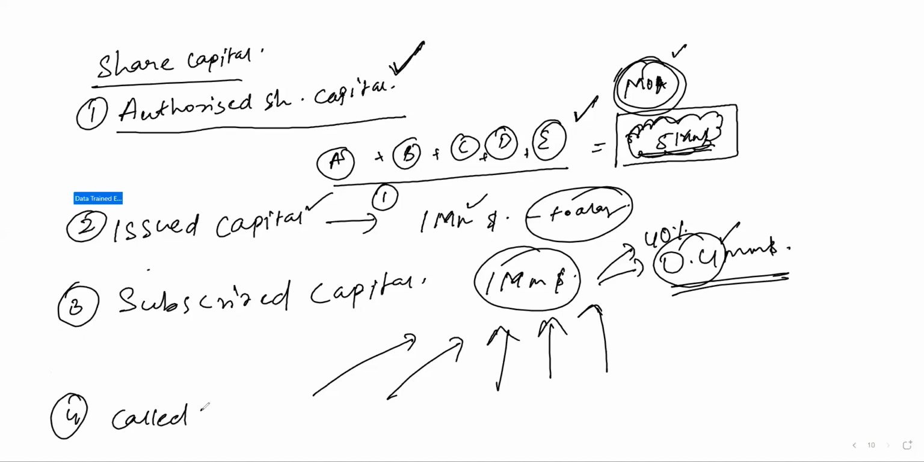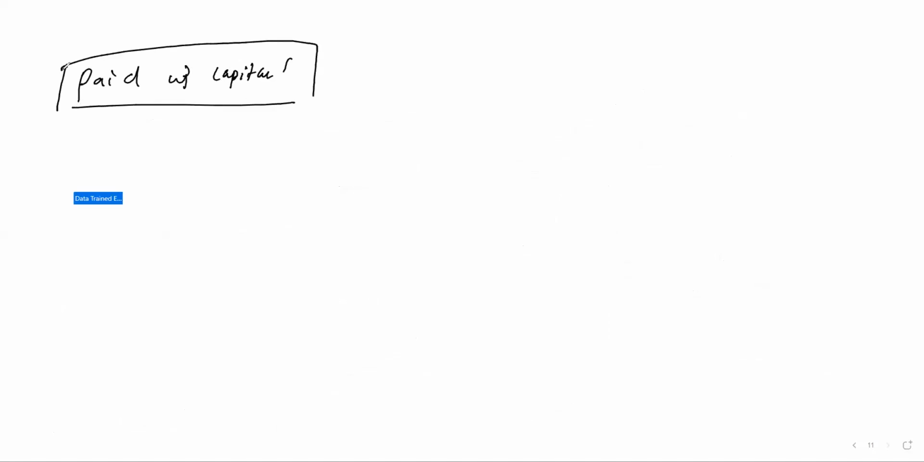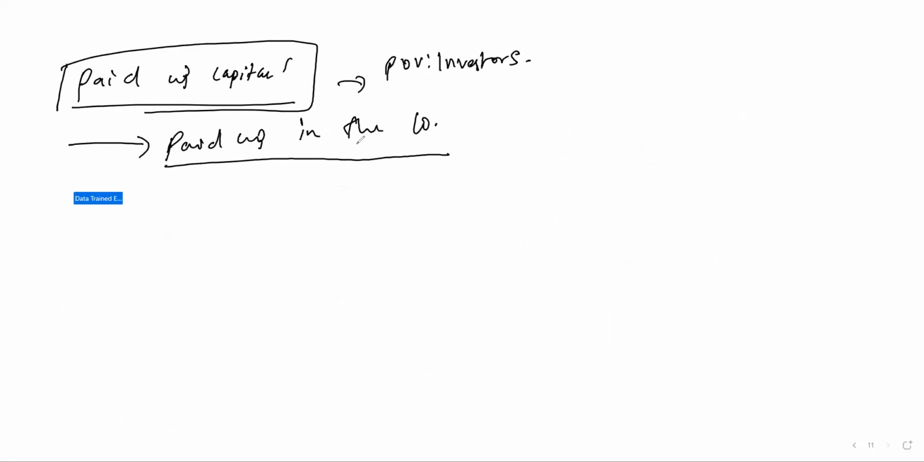Now, called up capital. Let's suppose the company received $0.4 million out of the subscribed capital. Out of that, let's say the company used $0.3 million for their expansion, for taking inventory, making payments to their suppliers, and so on. So that is called up capital. And then paid up capital. This is from the point of view of investors: total how much money investors have paid up in the company, total how much money investors have given to the company.